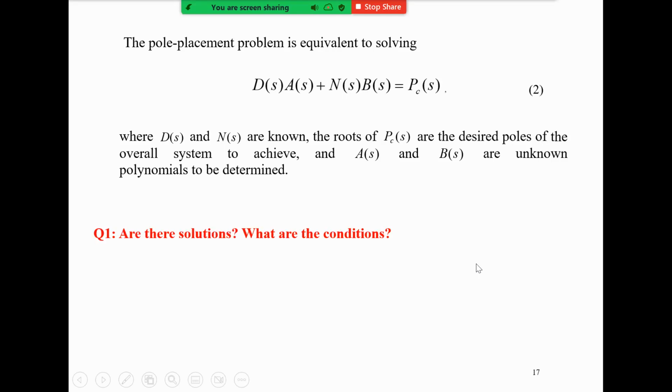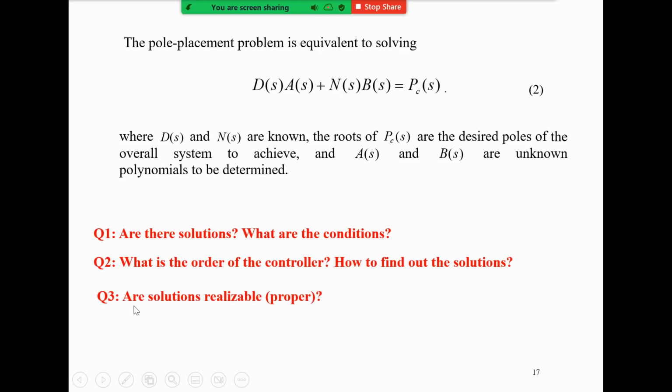Okay, then there are a number of questions. Are there solutions? What are the conditions to assure there are solutions to this equation? And what is the order of the controller? How to find the solutions? And the third question is, are the solutions realizable? Can we implement the solution?